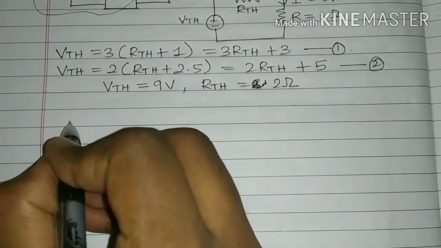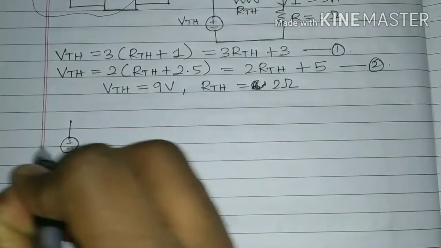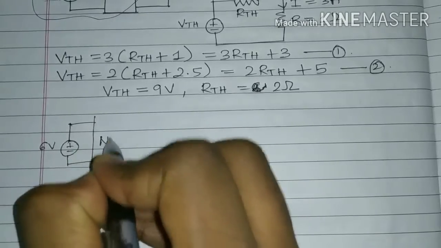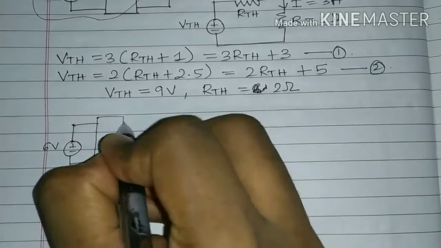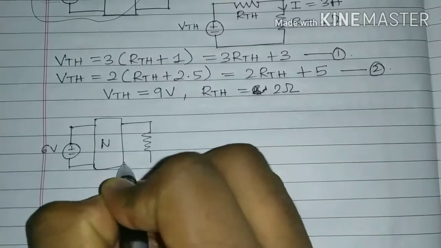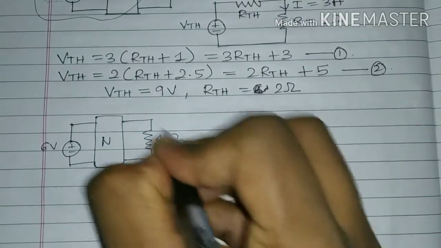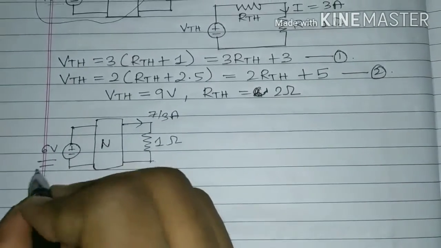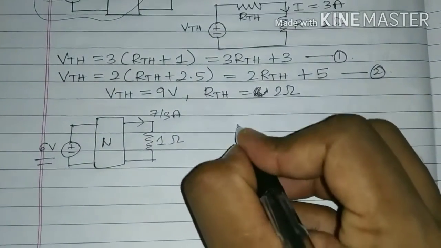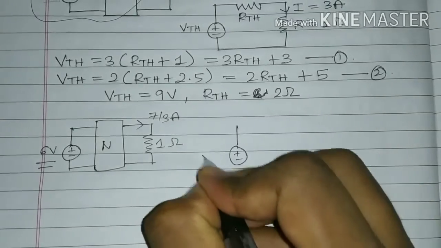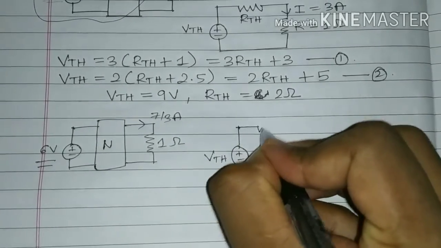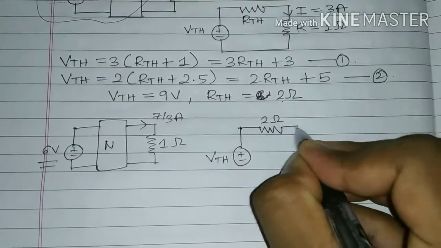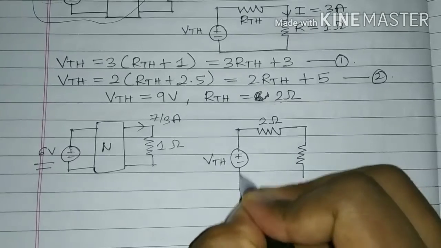In the next part of the question, it is given that a 6 volt DC source is connected at the input terminals of the network, and at the output a resistor of value 1 ohm is connected, which draws a current of 7 by 3 ampere. Now we can again replace the 6 volt source along with the network by a Thevenin equivalent circuit comprising of VTh and RTh. The resistance RTh will be the same as 2 ohms, but the value of VTh will be different this time since we have changed the input supply VDC.